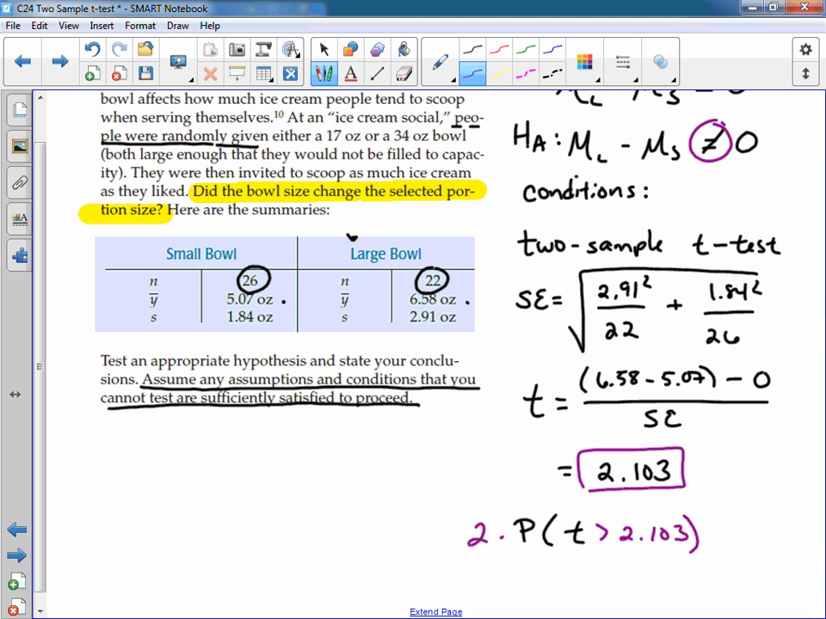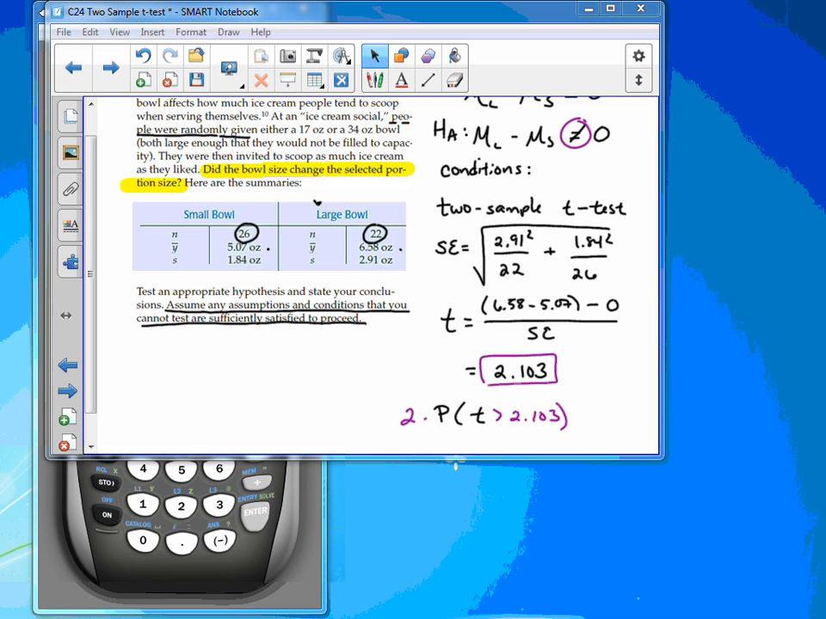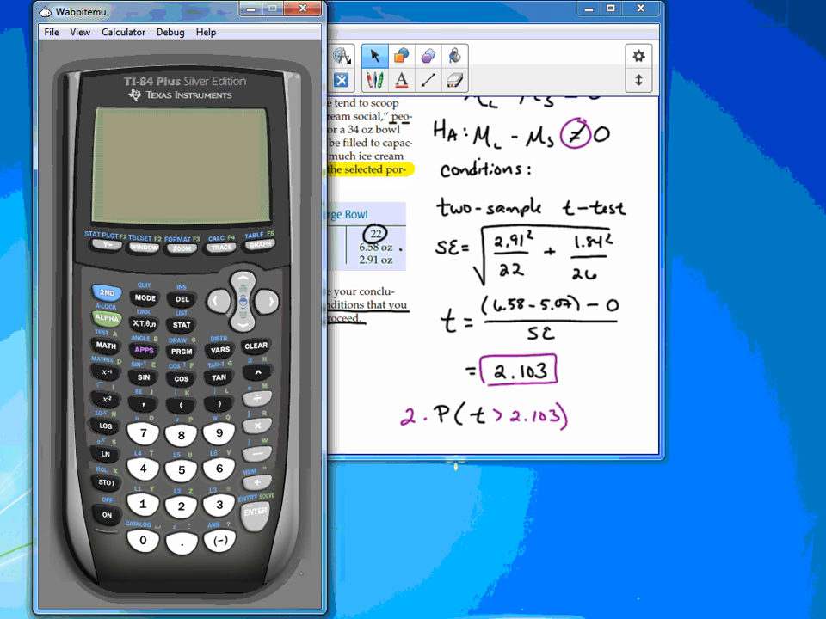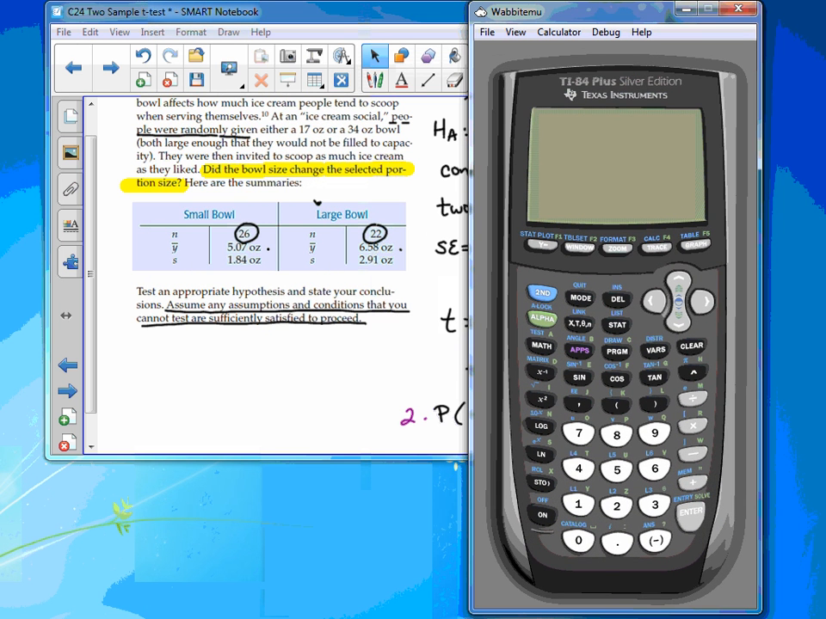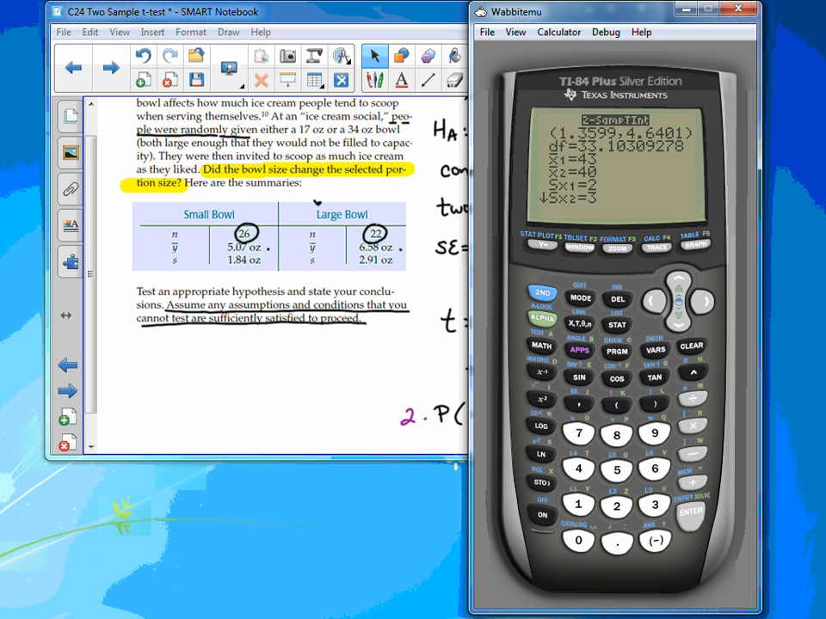So again, here's our problem. We don't know the degrees of freedom. I can't use tcdf. I can't use inverse t. We have to use the calculator. So I'm going to bring my calculator out here. Stat, test. We're doing a 2-sample t-test. Again, 2 options, data and statistics.